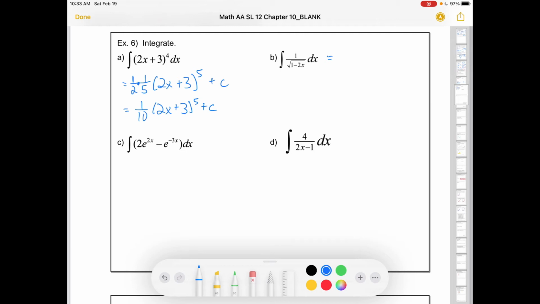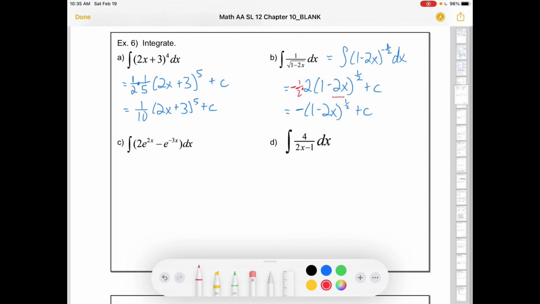This next one, I probably want to rewrite in exponential form. So it's to the power of -1/2. And so same sort of idea. The power goes up by 1. The flip of the new power goes in front. But also, I need to take the reciprocal of this coefficient of x. So this would be an easy one to miss. So I have a -1 over 2 times that whole thing. And then I have my plus c. So that'll give me -(1 - 2x)^(1/2) plus c.